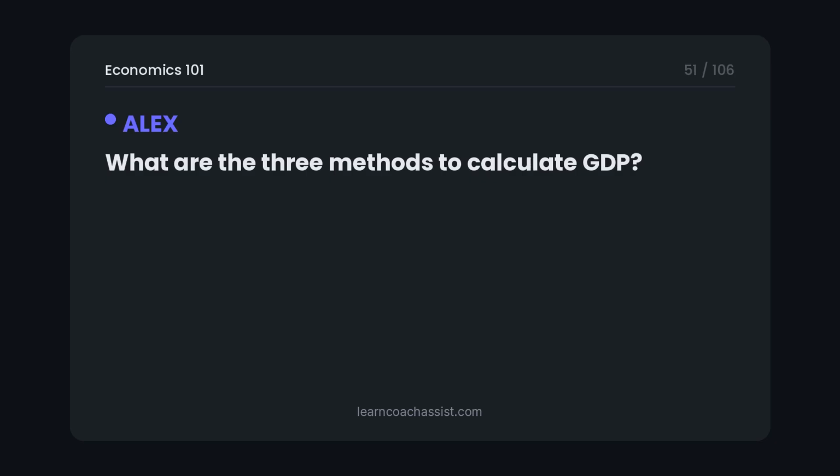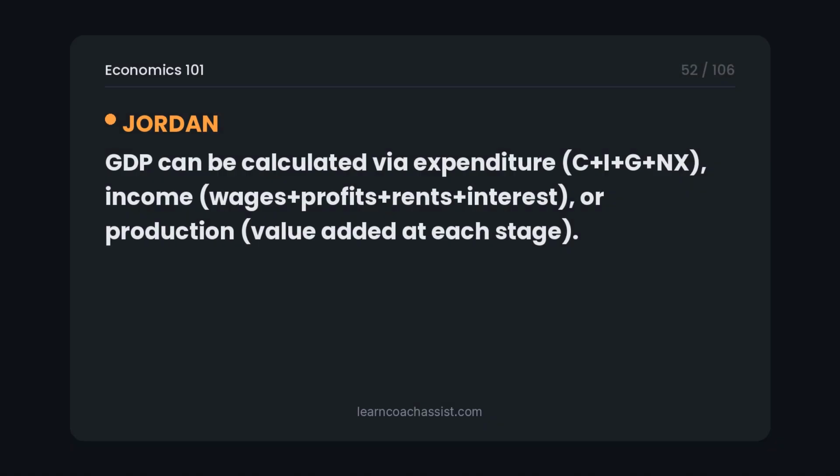What are the three methods to calculate GDP? GDP can be calculated via expenditure, C plus I plus G plus NX, income, wages plus profits plus rents plus interest, or production, value added at each stage.